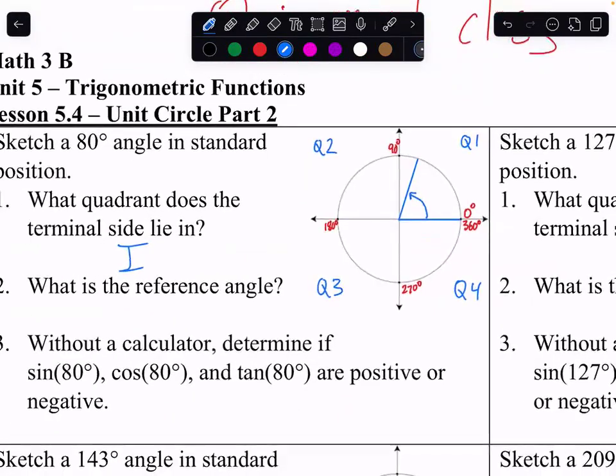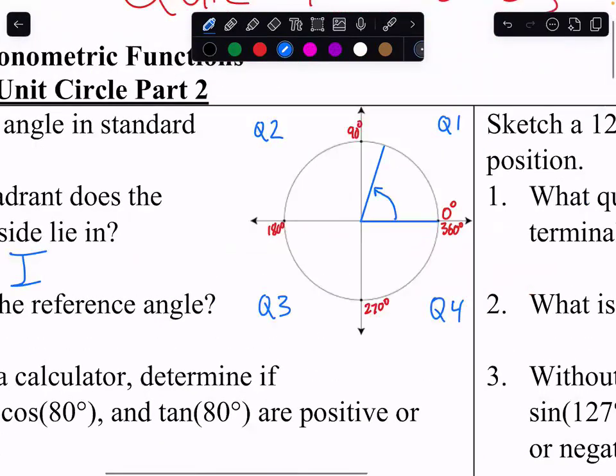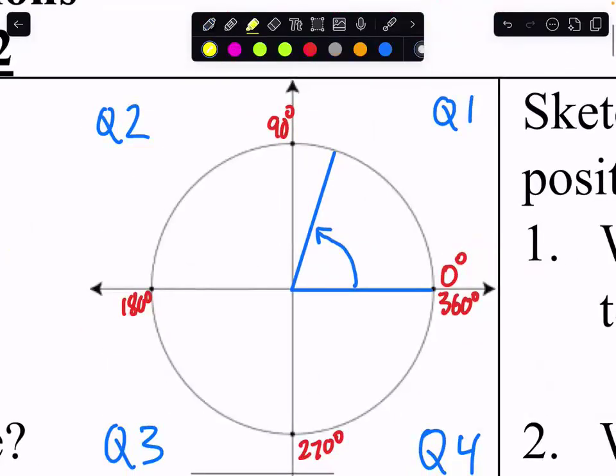What is the reference angle? Again, the definition is the smallest angle that the terminal side makes with the x-axis. From that highlighted terminal side, there are two different angles that will lead back to the x-axis. One of them is to continue forward, the other is to double back. You want to pick the one that's smaller.